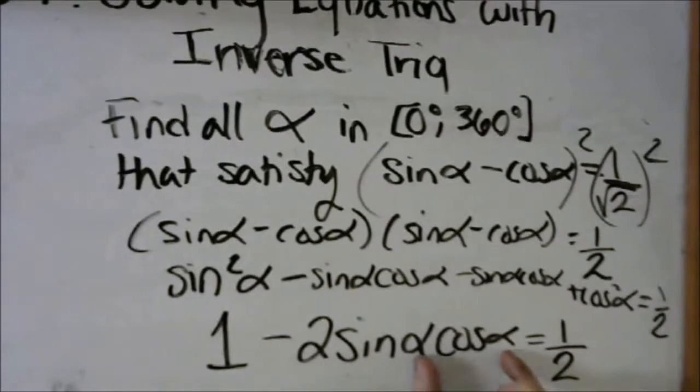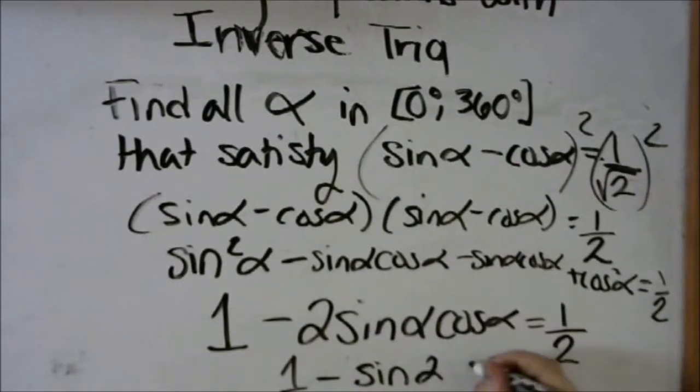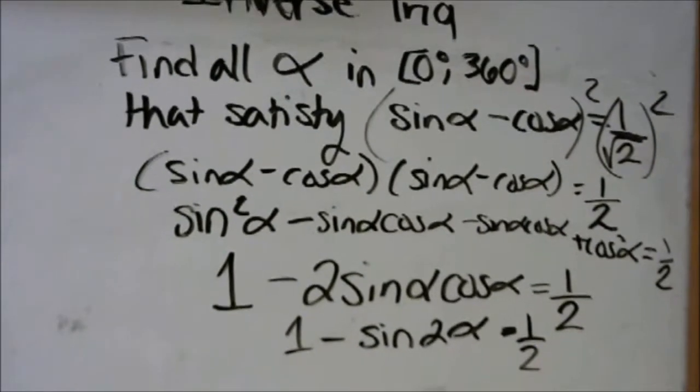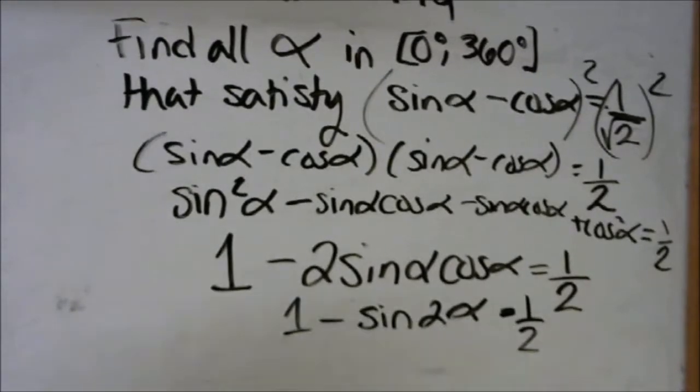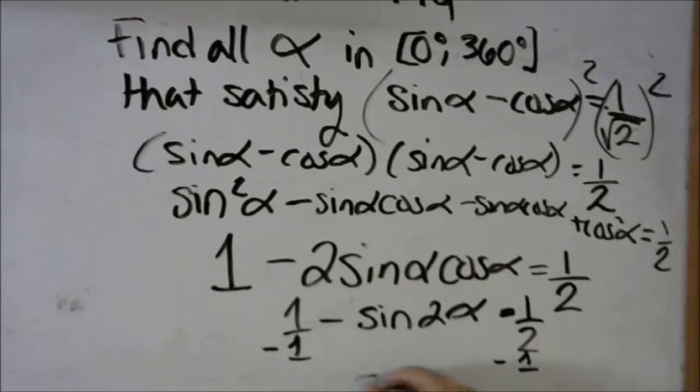We're not able to isolate the alpha until we're looking at something that's all in terms of a single trigonometric function. Thankfully for us, this is another identity. 2 sine alpha cosine alpha is equivalent to sine of the double angle. Now I'm down to a linear format trigonometric equation with a single trig function. I can solve this equation like I've solved previous examples. Subtract 1 from both sides.